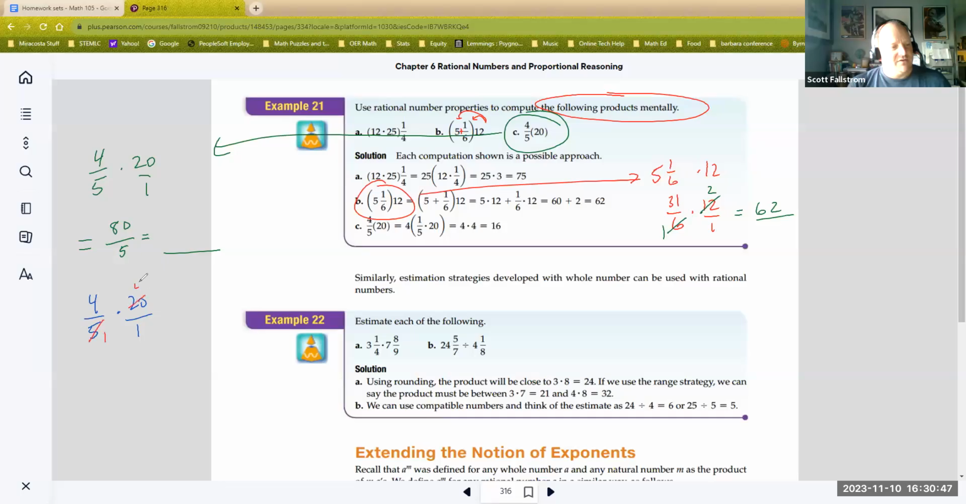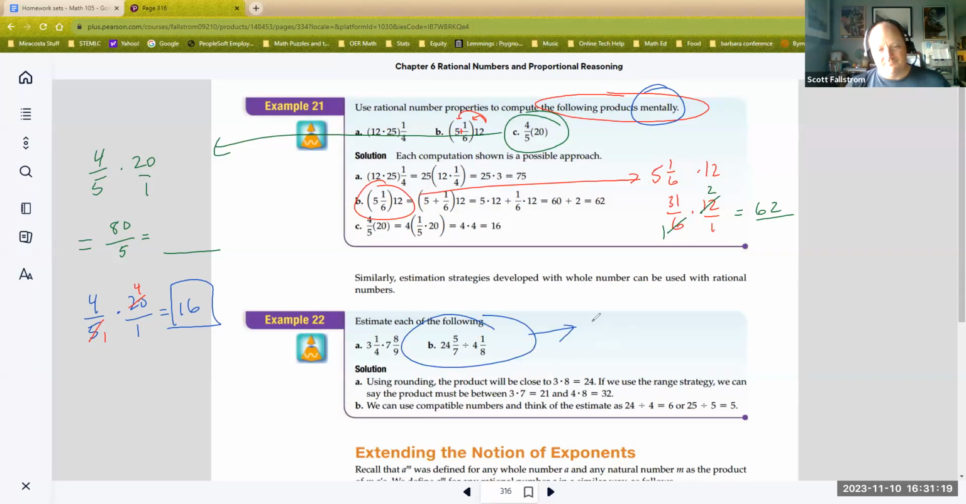5 goes into 20 4 times. It is a lot easier for me to look at this and say 4 times 4 is 16, 1 times 1 is 1, and be done with the problem by making numbers smaller first and then multiplying them if I need to. If I multiply first, 80, and I'm dividing it by 5, now I really have to think. I have to be like, how many times does 5 go into 80? I have to do a little bit more work because the number is larger. So keep that in mind. If you're mentally calculating things, try to make the numbers easier to start off with.